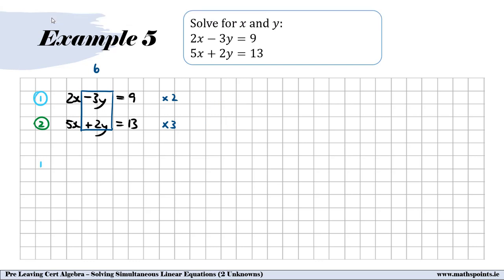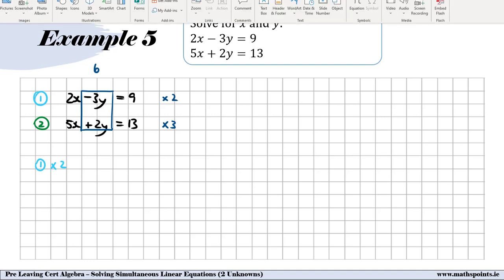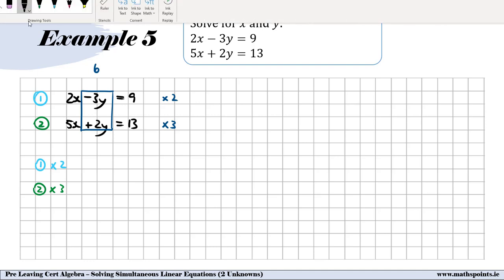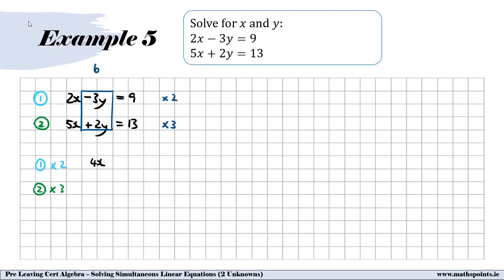I'm going to multiply equation 1 by 2, and I'm going to multiply equation 2 by 3. So taking equation 1, first of all, I have 2x times 2 is 4x, minus 3y times 2 is minus 6y, equals 9 times 2 is 18. And then multiplying equation 2 by 3, I get 5x by 3 is 15x, plus 2y times 3 is plus 6y, and finally 13 times 3 is 39.